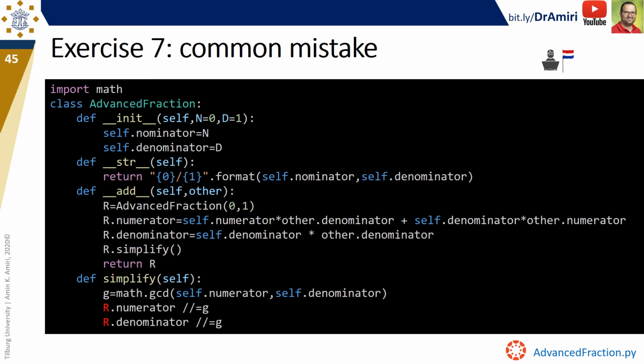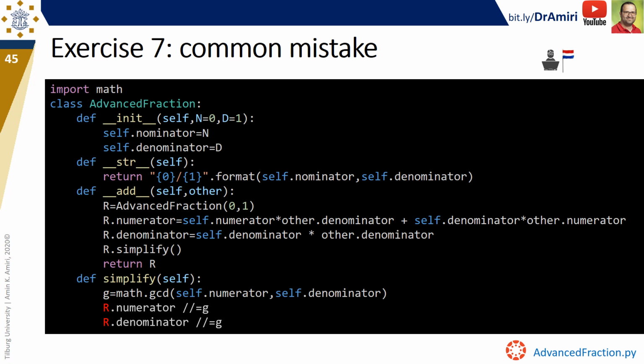A common mistake is to use r instead of self in the simplify method. Note that when in __add__ you are calling r.simplify, simplify is a method that is called for an instance of the advanced fraction. So you cannot use r in simplify again because r is not identified. Simplify and __add__ are two separate methods.